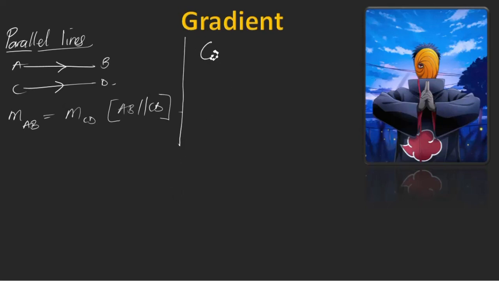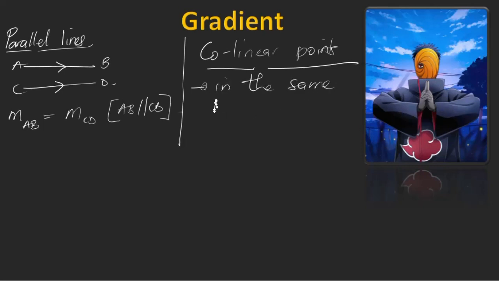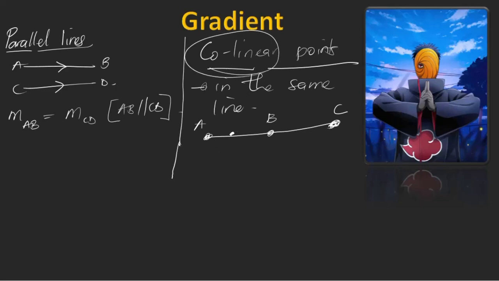And then there is collinear points. You can have collinear points, you have collinear lines. What does this mean? In the same line. That's what it means. So if I have a line here, and I have a point here, a point here, and a point here, let's call these points A, B, and C. We can say points A, B, and C are collinear. Why? Because they are in the same line. That's what collinear means, right? They're in the same line.